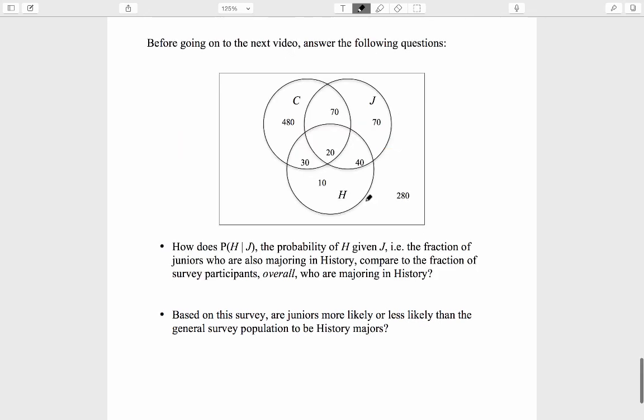Before going on to the next video, answer the following questions. How does probability of H given J, which we can think of as the fraction of juniors who are also majoring in history, think where that lives in the Venn diagram, how does that fraction of juniors who are also history majors compare to the fraction of survey participants overall who are history majors? And then, after answering that question, based on this survey, are juniors more likely or less likely than the general survey population to be history majors?